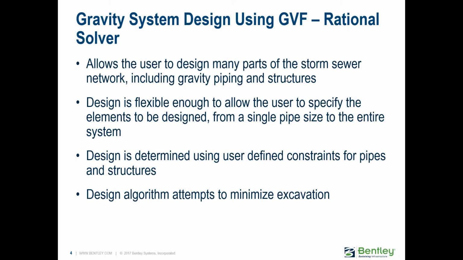Okay, so we know that the solver that we've been talking about, the gradually varied flow, can help us do this design. And the nice thing about it is that it can help you design only the parts that you want. It's not like you say, okay, design my entire system. You can say, of the 100 pipes that I have, only design 5 or 10 or all of them. You can select. And also the structures. So what is it actually doing?